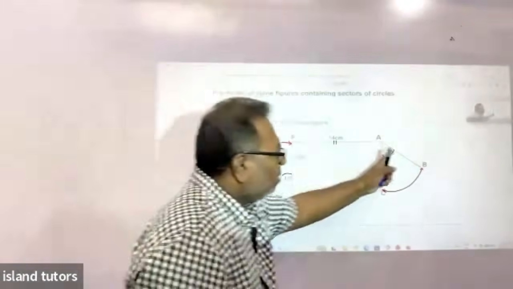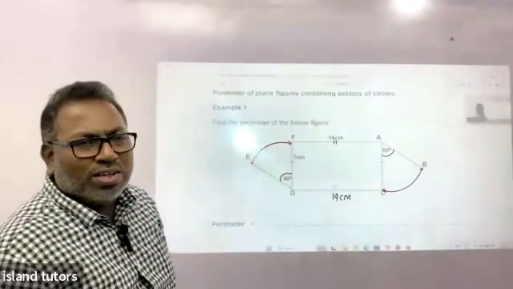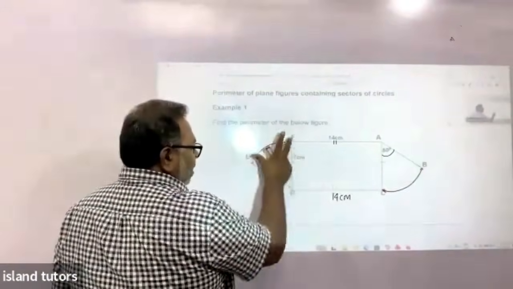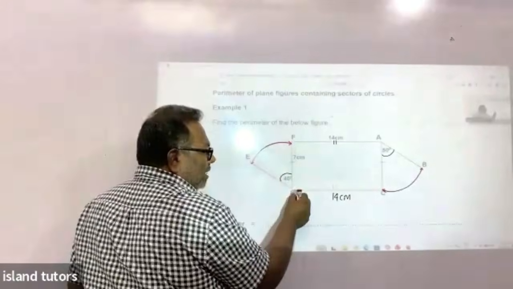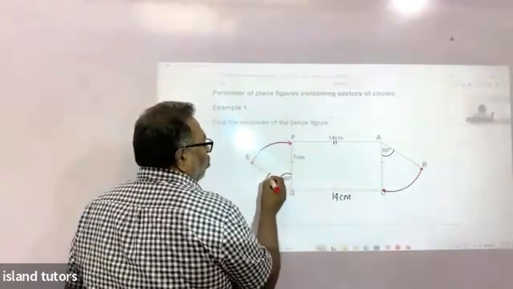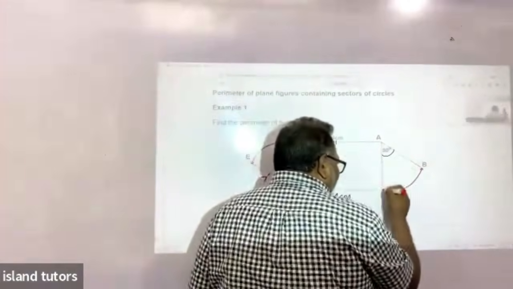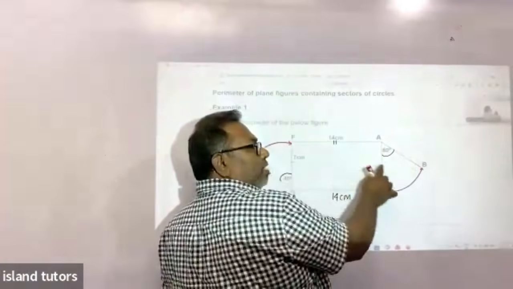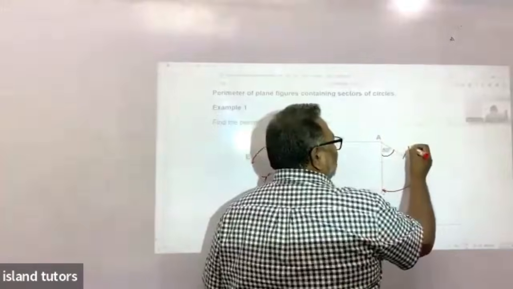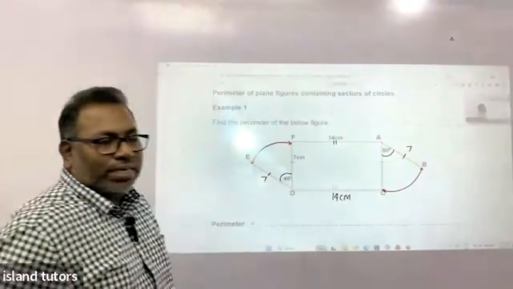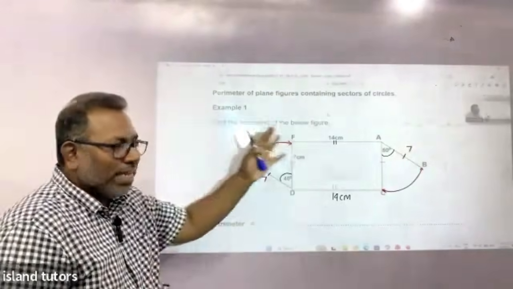This and this are the radii of your sector. This is your central angle. Your 2 radii are here. So if one radius is 7, then this side also becomes 7. Then if this side is 7, since opposite sides of a rectangle are equal, this side is 7, this side is also 7. So then that is your radius AB. Now we have all the sides.